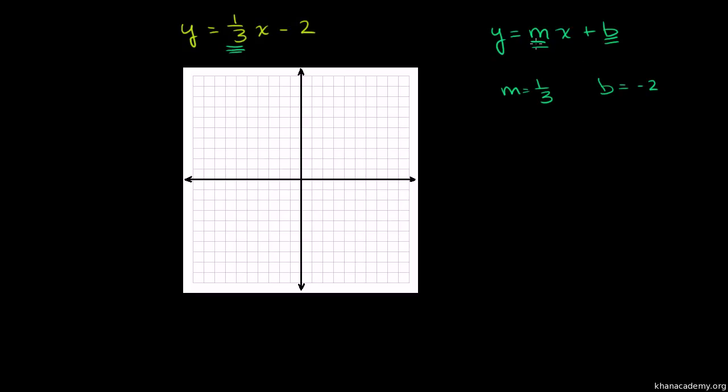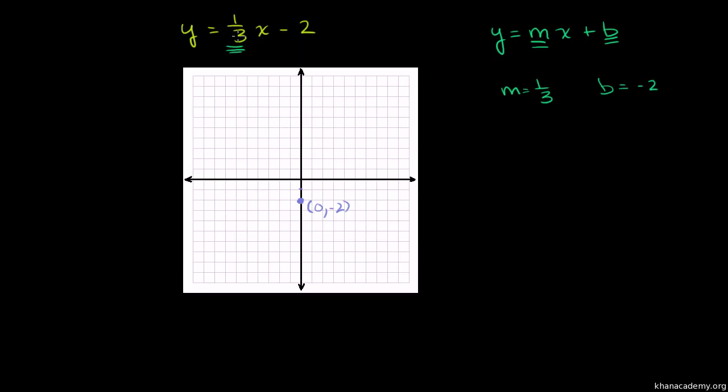Whenever you look at an equation in this form, it's actually fairly straightforward to graph this line. B is the y-intercept. In this case, it is -2. So that means that this line must intersect the y-axis at y is equal to -2. This is the point 0, -2. If you don't believe me, there's nothing magical about this. Try solving for y when x is equal to 0. This term cancels out, and you're just left with y is equal to -2. So that's the y-intercept right there.